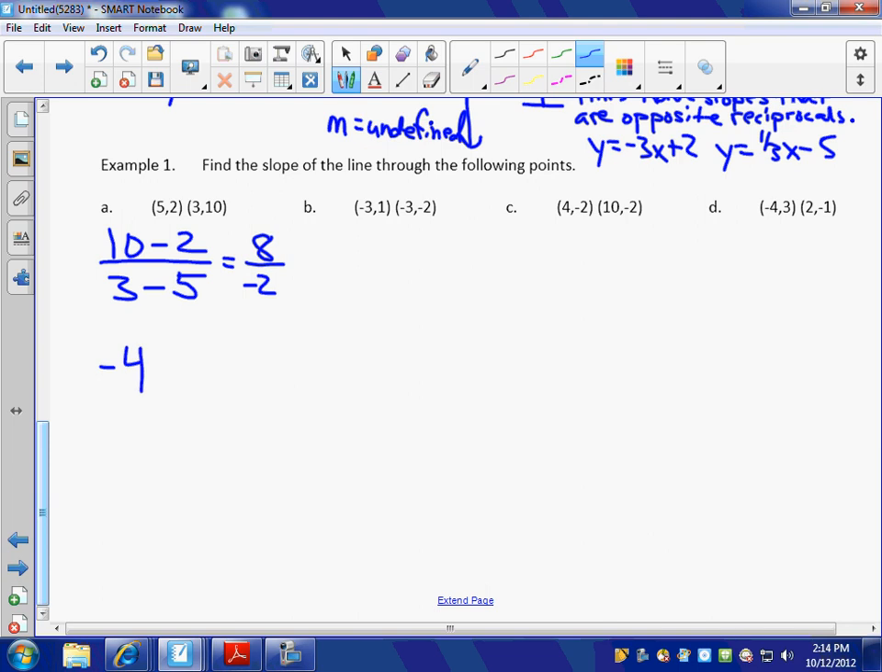Let's think about this a little bit more, though. Could I switch around the 10 and the 2 and the 3 and the 5? Yes. Could I switch the 10 and the 2 but not the 3 and the 5? No. So it doesn't matter whether you call this one the first point and this one the second point, or the other way around. Doesn't matter, just as long as you make sure that your x sub 2 is with a y sub 2 and your x sub 1 is with a y sub 1. Otherwise, it'll differ by a factor of negative 1.